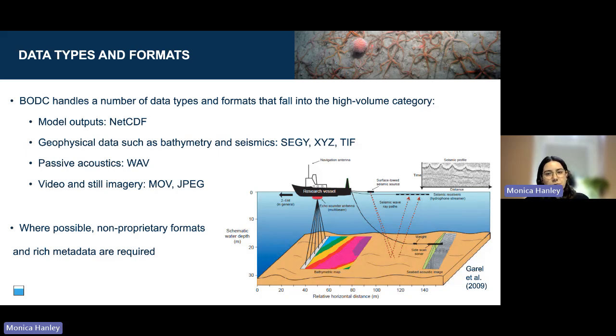So as always, we ask for non-proprietary file formats with rich metadata to go alongside the data, as we aim to maintain a standard level of metadata and delivery and data security.